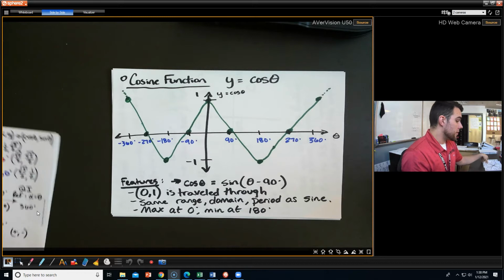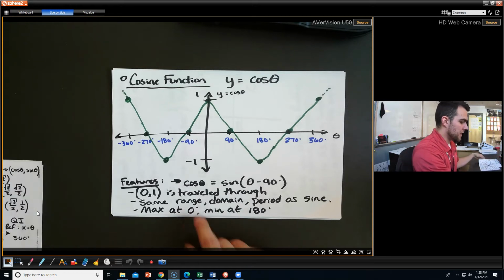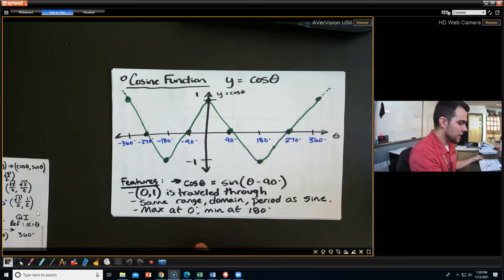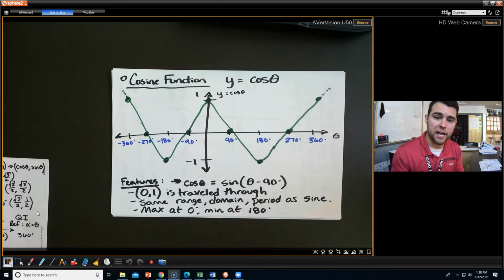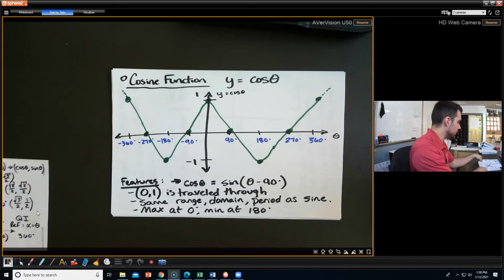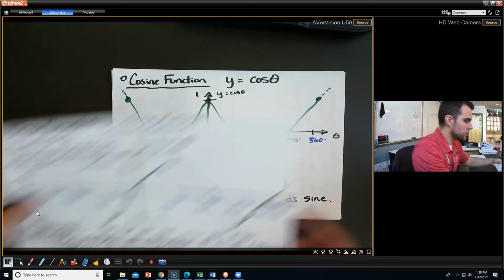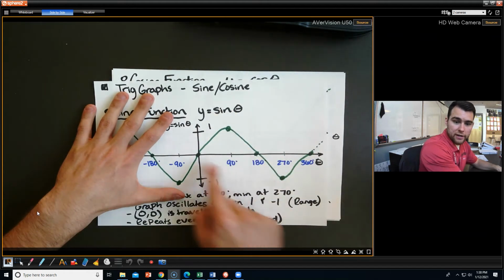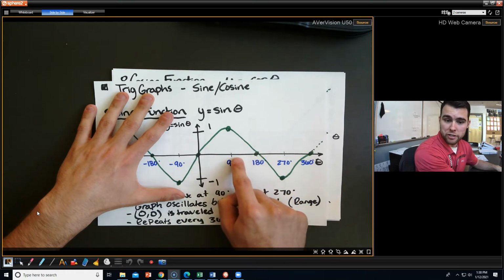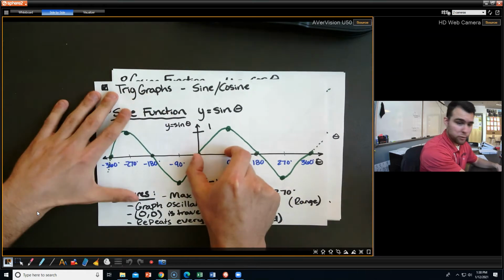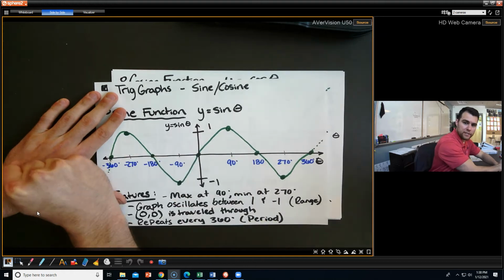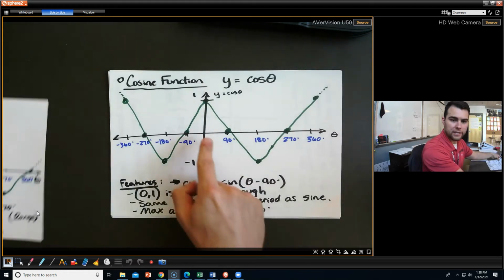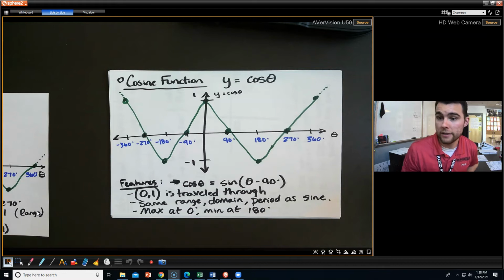What you need to know, though, more than anything, is the features of this cosine graph. First of all, it's the same thing as the sine graph. It's just offset by 90 degrees. What do I mean by that? If I compare that to the sine graph, if I wrote my xy coordinate right here, that is where cosine would start. It's offset by 90 degrees. So if I take the sine graph and move it by 90 degrees, I end up getting the cosine graph back as a result.